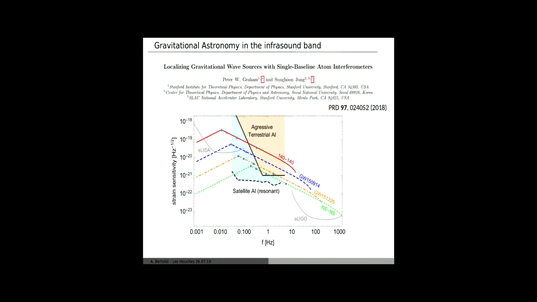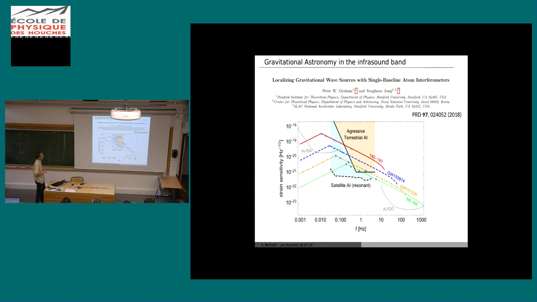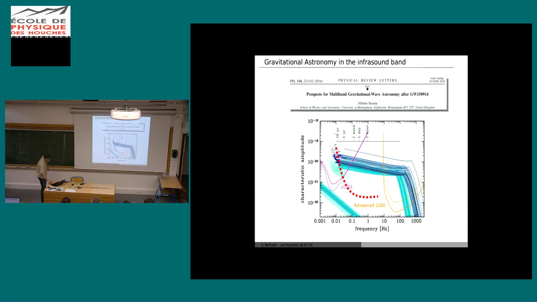For this possibility, there is a recent article from Peter Graham and Sang-Hoon Yang, where they consider a possible terrestrial configuration or satellite one based on atom interferometry in the bandwidth, as usual, between a few tens of millihertz and a few hertz, and they consider what one could have had in terms of signal for the events already detected that you know better than me. And so they study that case.